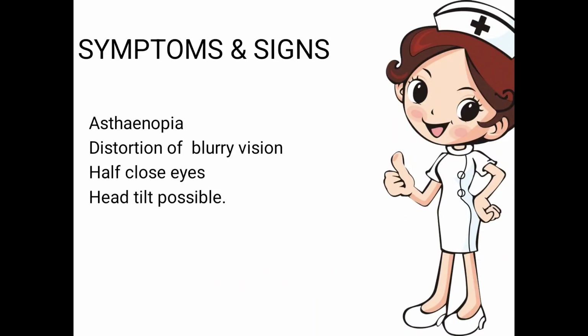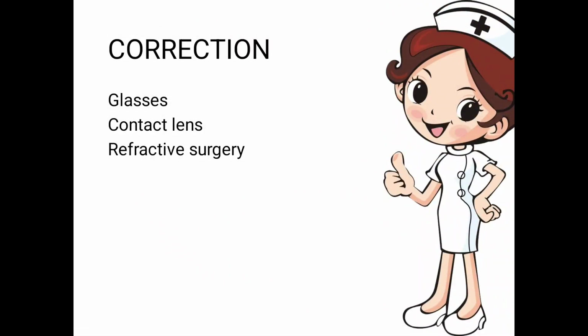They can look with half-closed eyes. They will squeeze the eyes and see what the letter is. Head tilt may be possible. Wherever the axis is, they will tilt their head and then read the letters, adjusting themselves. Correction with glasses may be given to the patient. So glasses are available for astigmatic patients, with cylindrical as well as spherical power.